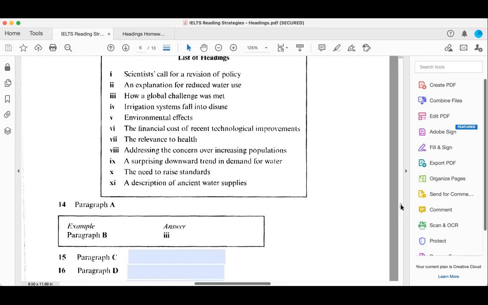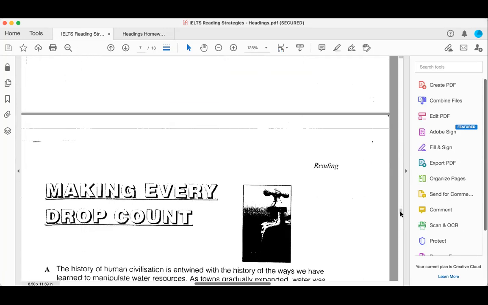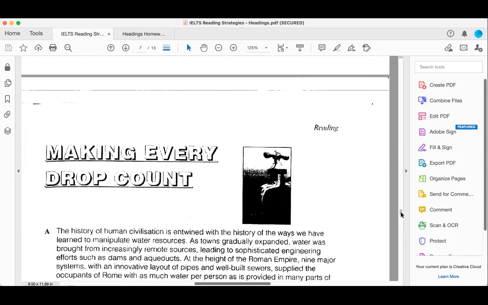Financial cost, no. Health, no. Increasing population, no. Downward trend in water, no. Need to raise standards? If you're not sure, always go back. History, humanity, manipulate water resources. Yes or no? Where is raise standards? Show me where is raise standards. No, there's no reason. Okay, we don't have it.